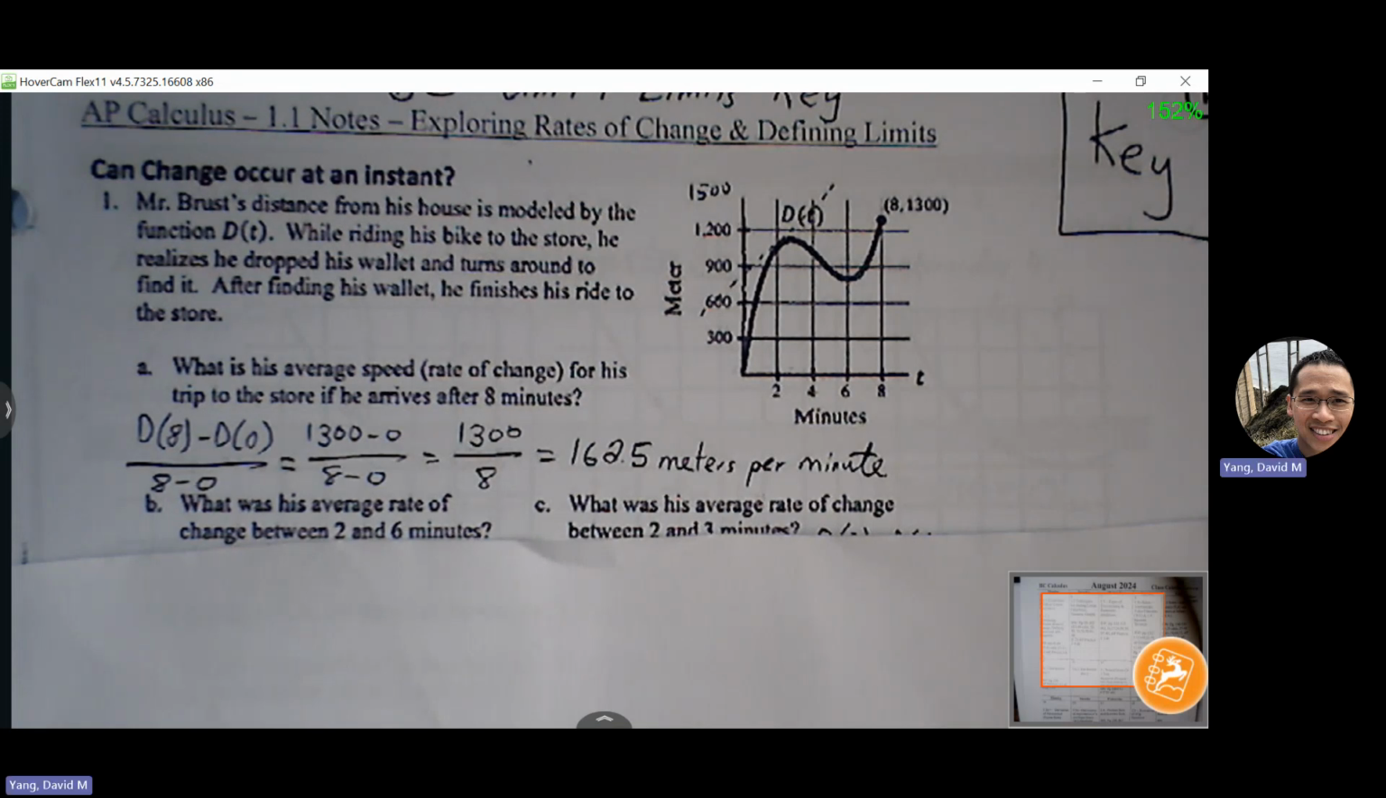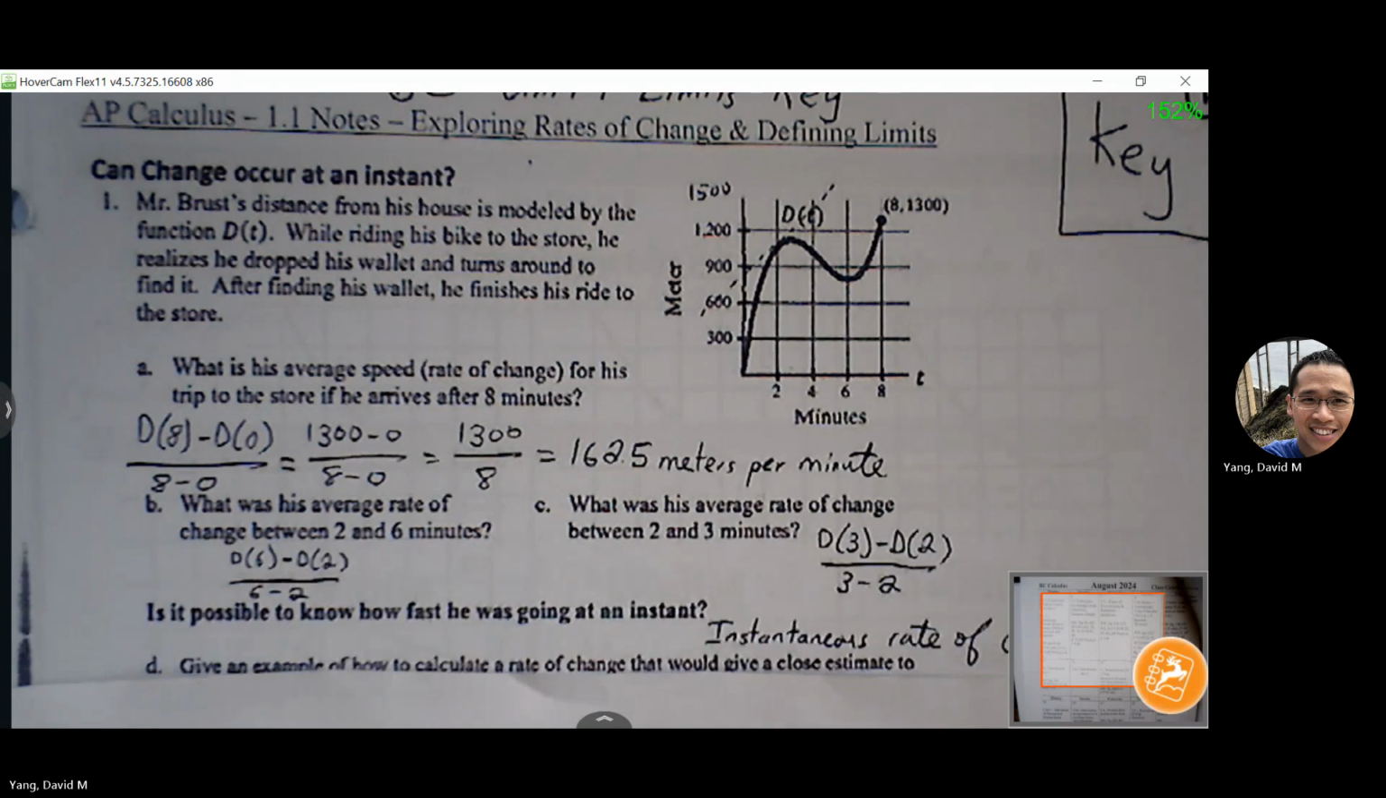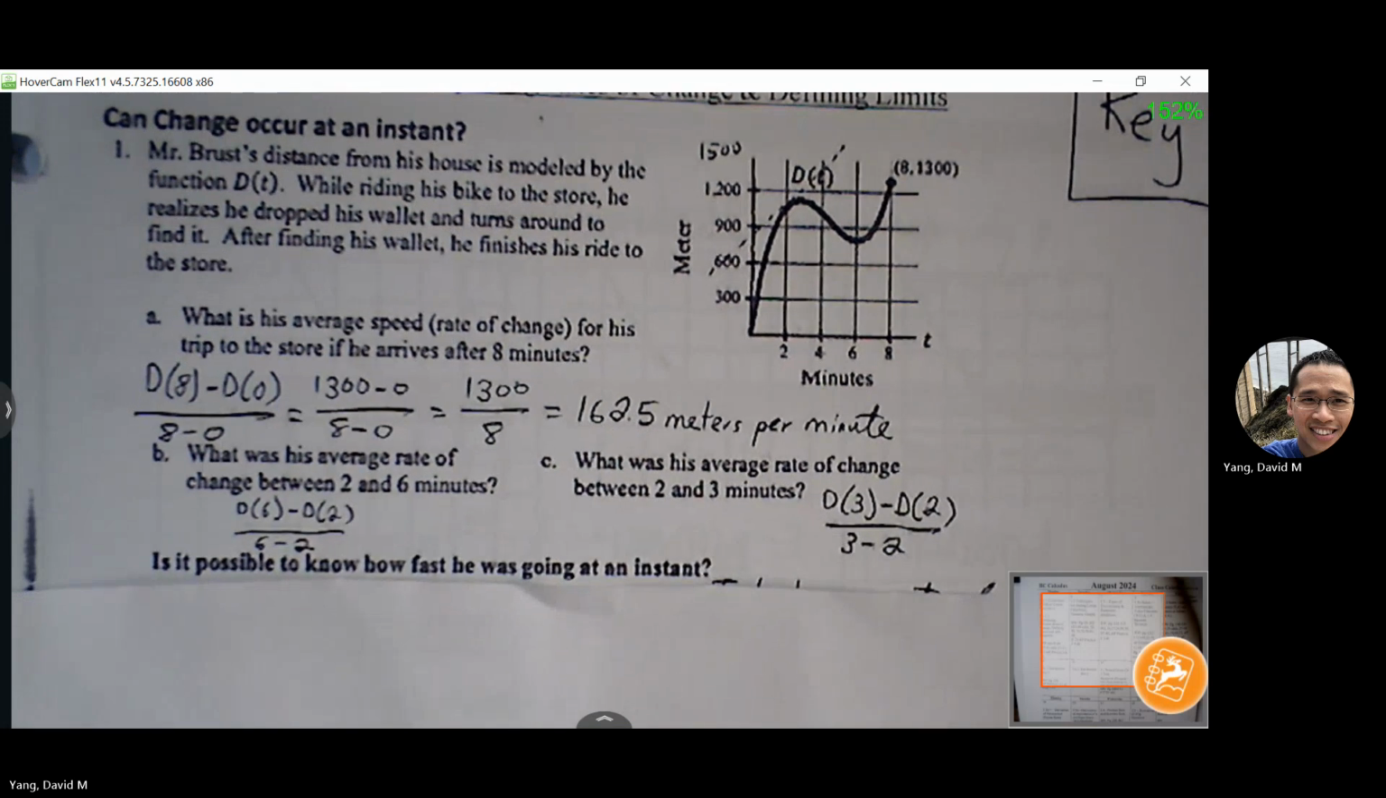What is his average rate of change between 2 and 6 minutes? And then estimate his average rate of change between 2 and 3 minutes. We can just set up the slope formula. We don't have to find those estimated values.